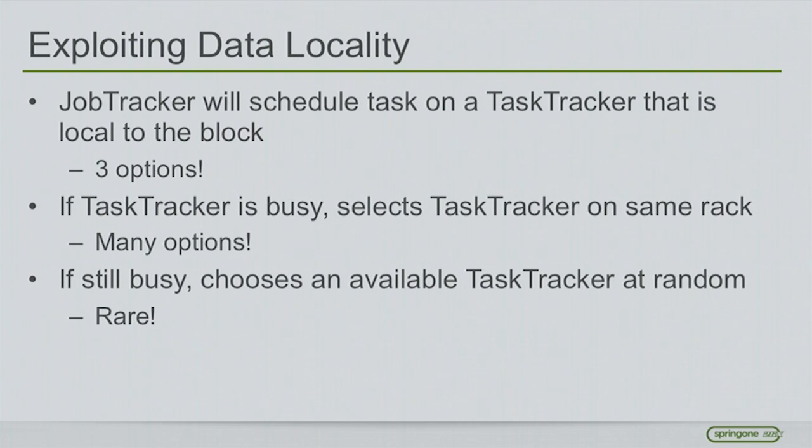So let me talk a little bit about exploiting data locality here. The job tracker will schedule a task on a task tracker that is local to the block. So with 3-times data replication, the job tracker basically has 3 choices to choose from at that point. If those 3 task trackers that can process that data are too busy, it'll pick another task tracker on the same rack of those 3. So you have 2 blocks on one rack and 1 on another rack, so you basically have 2 racks of task trackers to choose from, which gives lots of options to run it. And if for some reason all of those task trackers are too busy, it'll just pick another free task tracker at random and run it there, which is rare, but it happens, especially for very busy clusters that are running at capacity all the time.